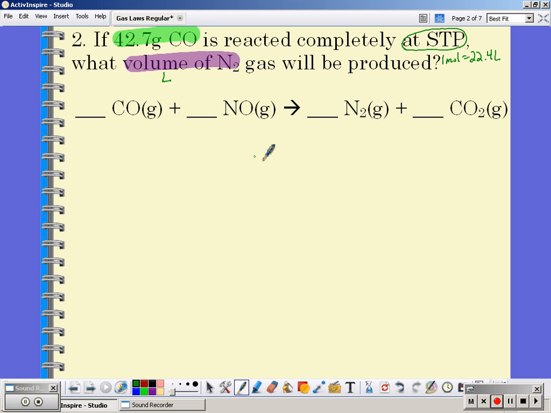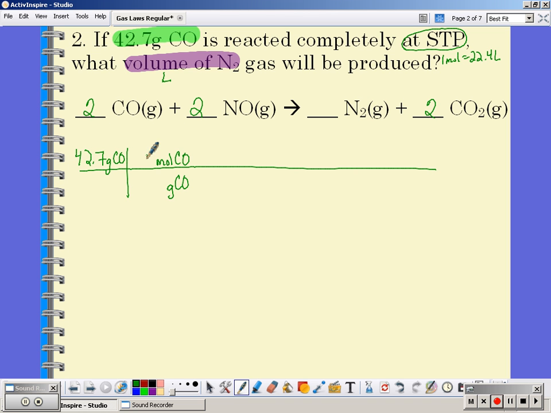So 2 nitrogens, 2 nitrogens. I need an even number of oxygens, so we're going to multiply by 2, and we're balanced. So 42.7 grams of CO. And this is going back to Unit 6 in stoichiometry. Grams on the bottom. First thing I need to do is convert it to moles. 1 mole, 12 and 16, gives us 28 as our molar mass.